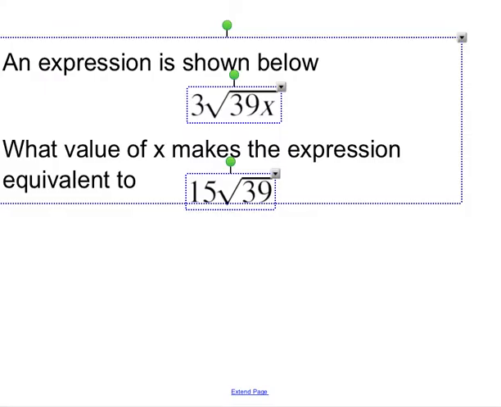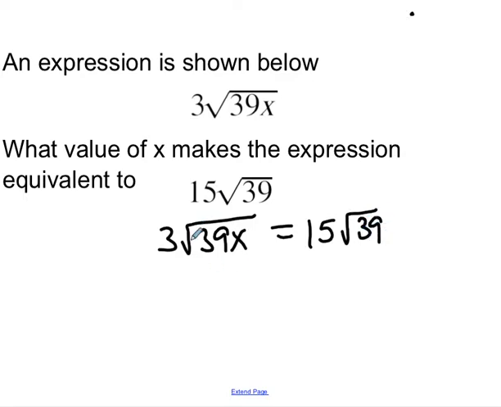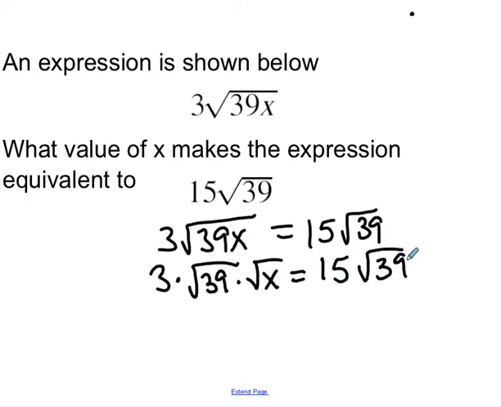Okay, so let's look at our first example here. We have an expression shown below, 3 times the square root of 39x, and we're looking for what value of x makes the expression equivalent to 15 times the square root of 39. And so basically we have an equation here. We're going to rewrite the left side as 3 times the square root of 39 times the square root of x, and that's going to equal 15 times the square root of 39.